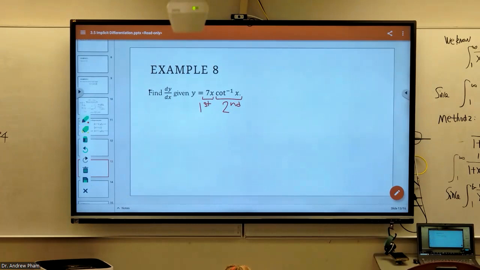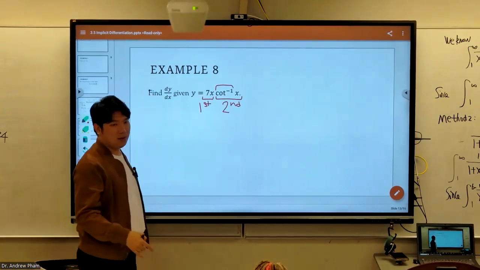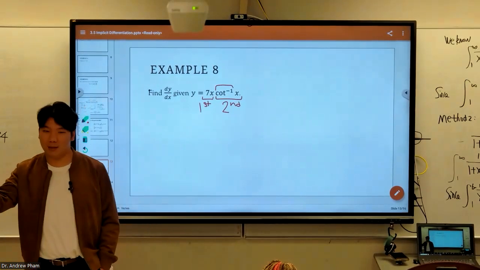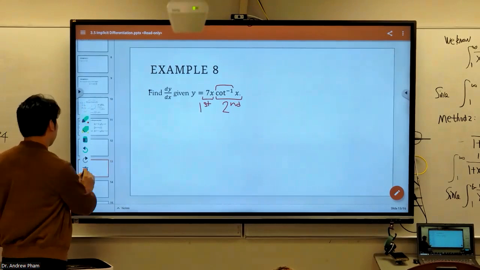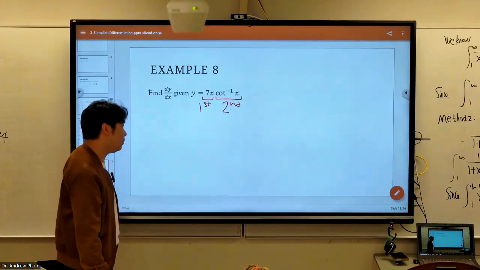Again, one small thing I want to note, remember cotangent inverse. Don't make the mistake of saying this is the second, because it has to be cotangent inverse of something. All right, so now we're just going to go ahead and follow through with the product rule.